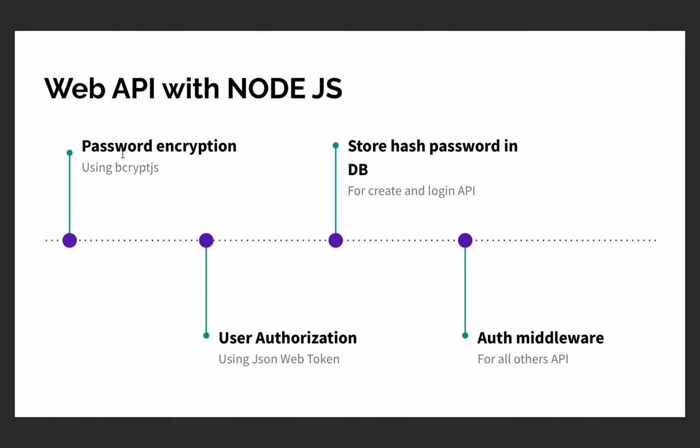For password encryption, we are going to use decrypt.js, and this plugin will hash your password and create a string. That string we are going to store in our MySQL database instead of our raw password. And for user authorization, we are going to use JSON Web Token, and we are going to create one standalone class which will take care of the user authorization. So let's hop on the code.